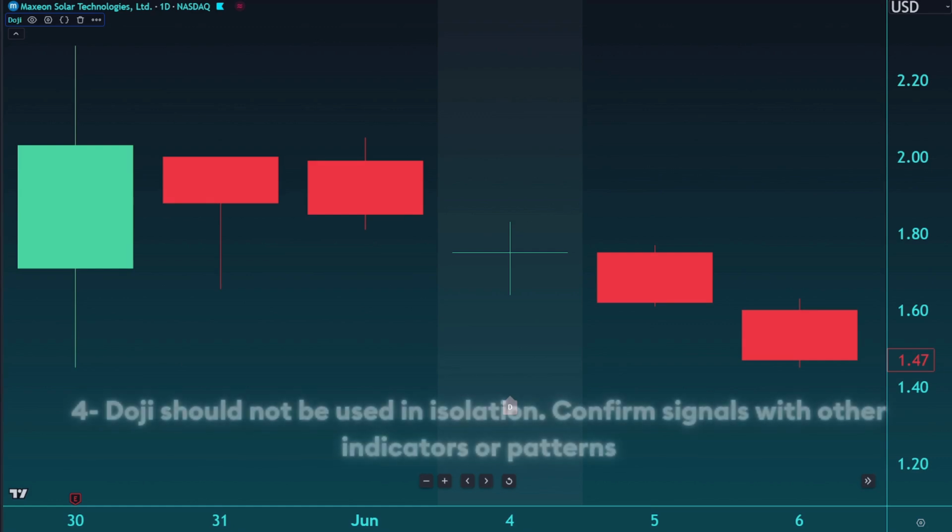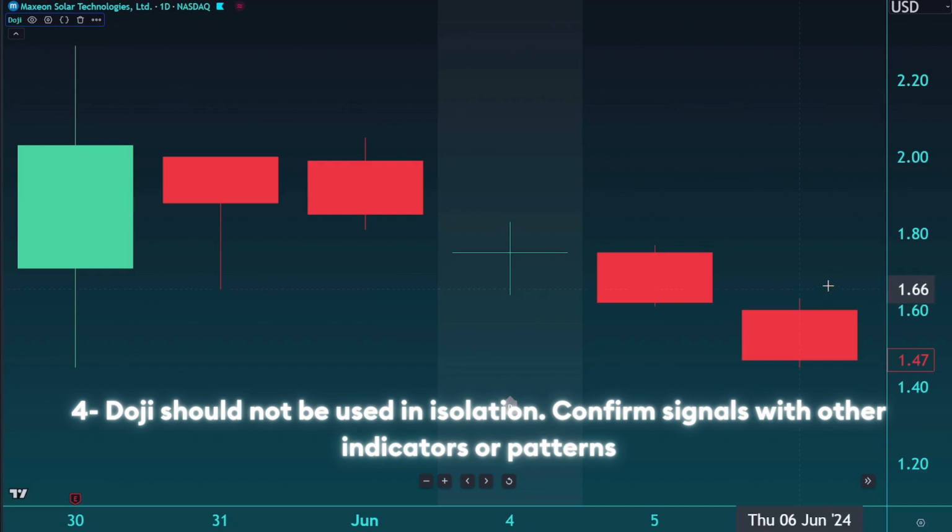Then we have the fourth key factor. A doji alone is not enough to confirm a reversal. And that's what I mentioned, that we need to see future data to actually confirm or deny this pattern. So the context is important. We're going to see some examples right now.